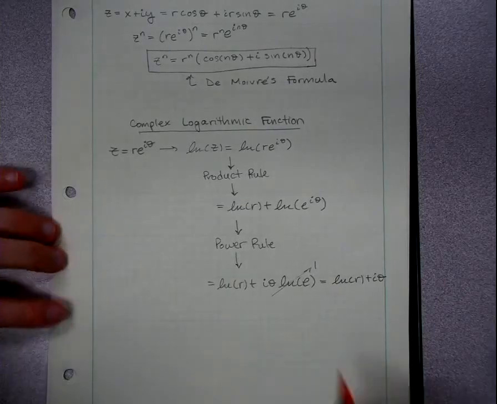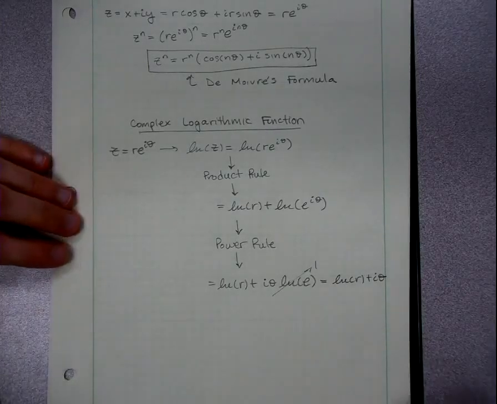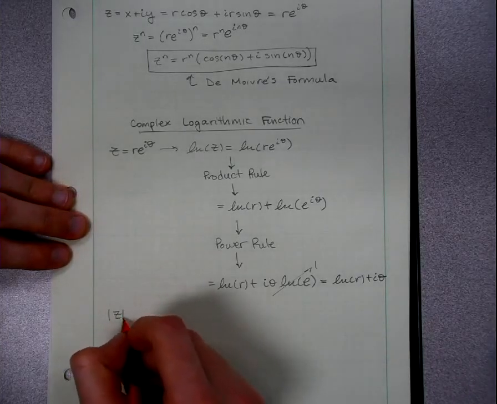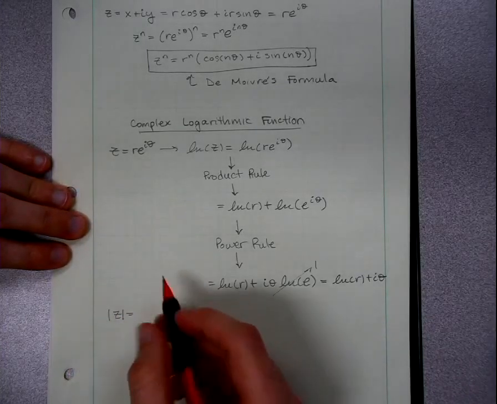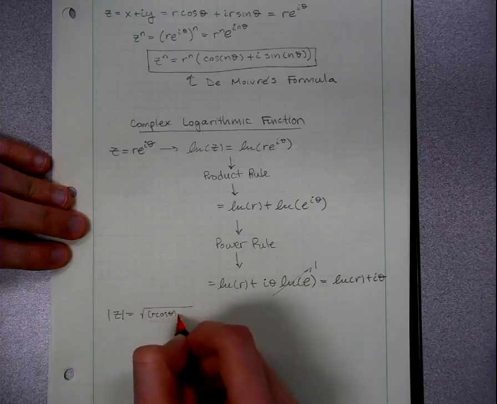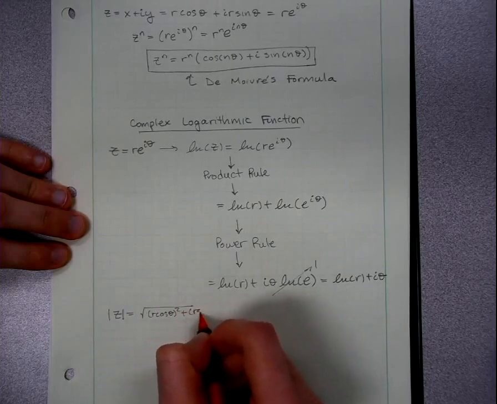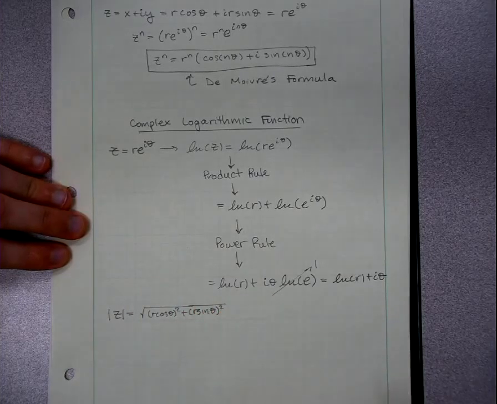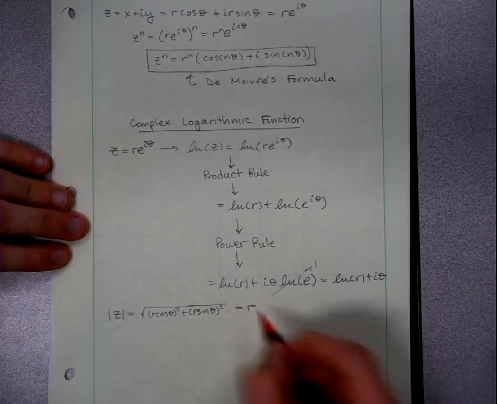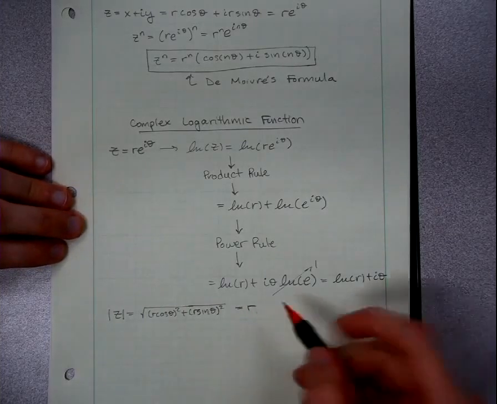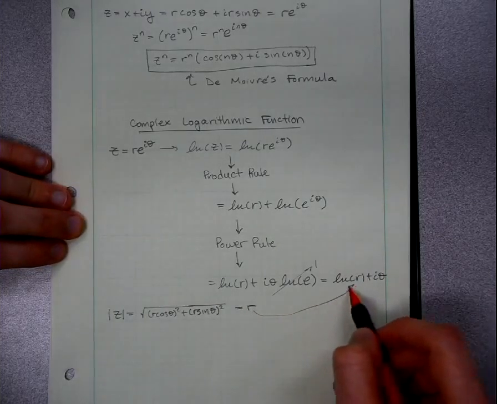So let's just recall real quick that when we found the modulus of z, the modulus of z equals the square root of r cos theta squared plus r sine theta squared. This equals r. So let's plug this r right there.